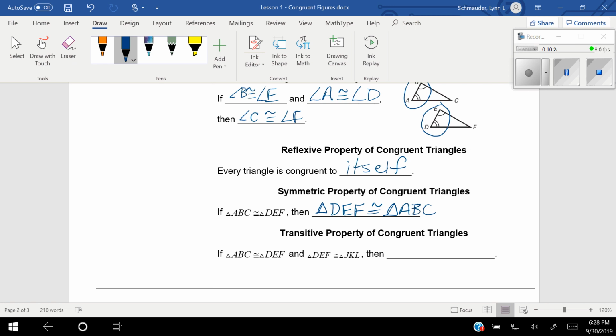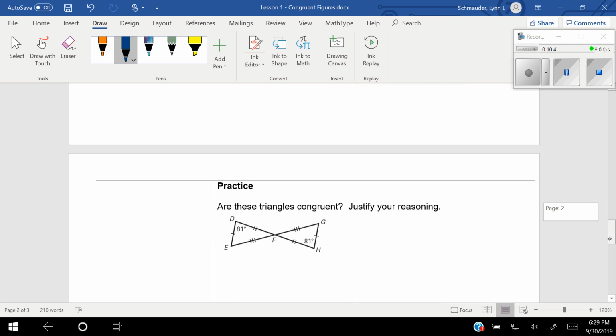Okay, and finally the transitive property says if triangle ABC is congruent to triangle DEF and triangle DEF is congruent to triangle JKL, then I know that triangle ABC has to be congruent to triangle JKL, right? Almost like the law of syllogism, transitive property.